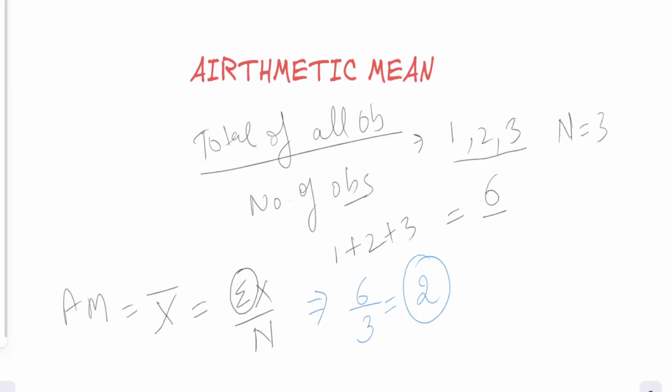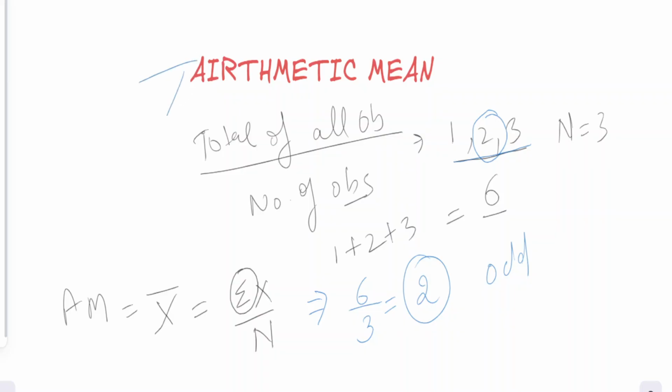Now, a shortcut rule is whenever you have an odd number of observations, like 1, 3, 5, 7, and if they are in consecutive numbers, then the middle value is always the mean. Here there are 3 observations, which is odd in number, and the middle value is 2. So 2 is their mean value, or I can say 2 is their arithmetic mean. I hope it's clear to everyone.